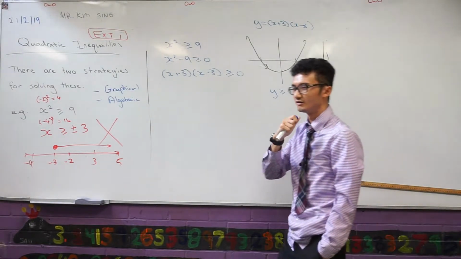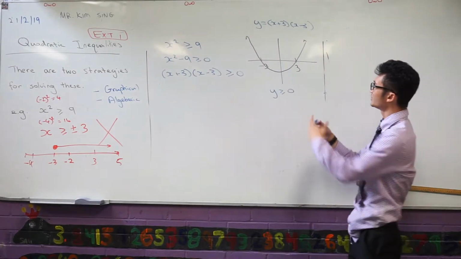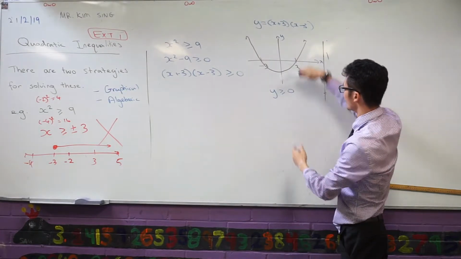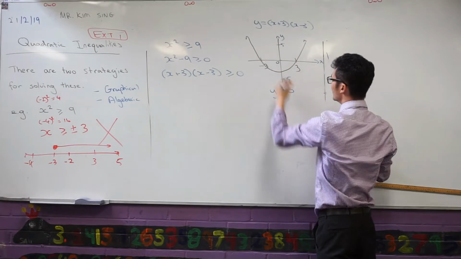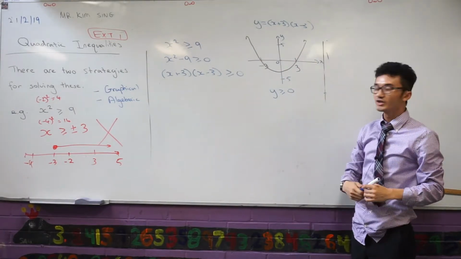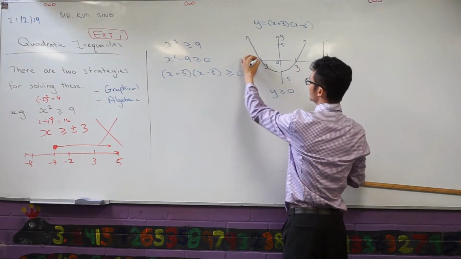Yeah, Matt. Okay, so think about what your y values are. Which ones are your y values? This is your y-axis, this is your x-axis, right? Your y values can go to the negative values, they can go to positive values, they can also be 0. I want when all the y values are greater than or equal to 0. Which section of my graph is that? It's all of these ones here.